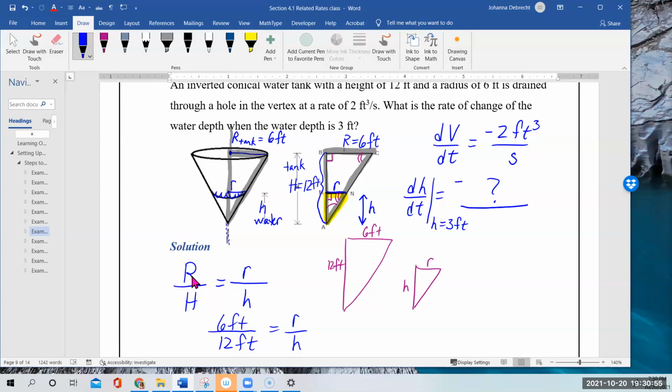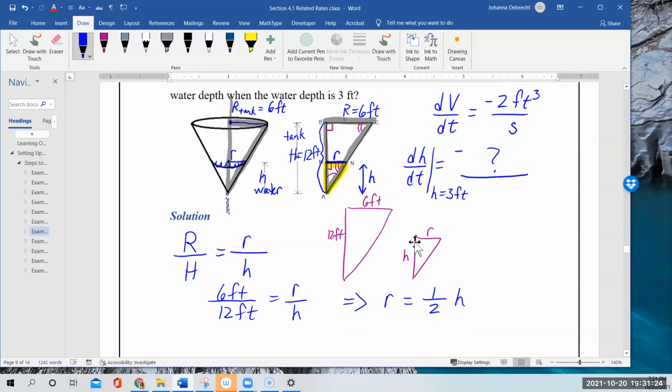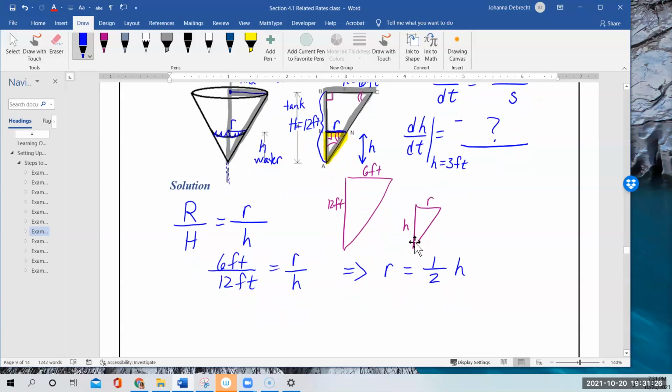I used this proportion to write down a relationship between the radius of the water, lowercase r, and the height of the water in the tank, which is h. This tells me that r equals 1/2 h. My next step is to relate the volume of the tank to the height of the water layer in the tank, or rather the volume of water in the tank to the height of the water in the tank.